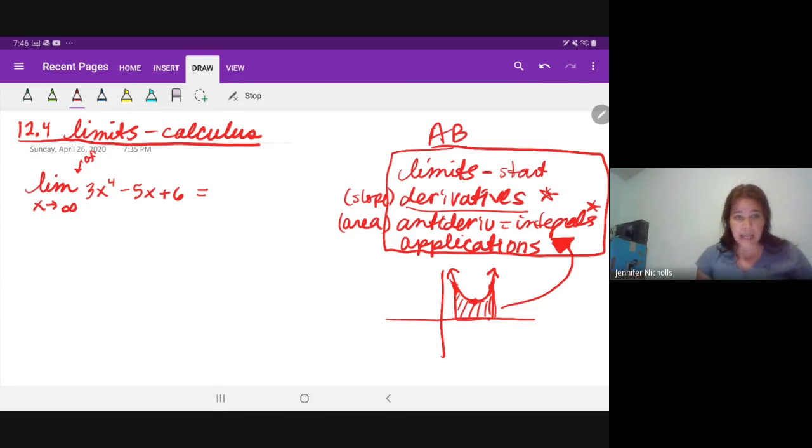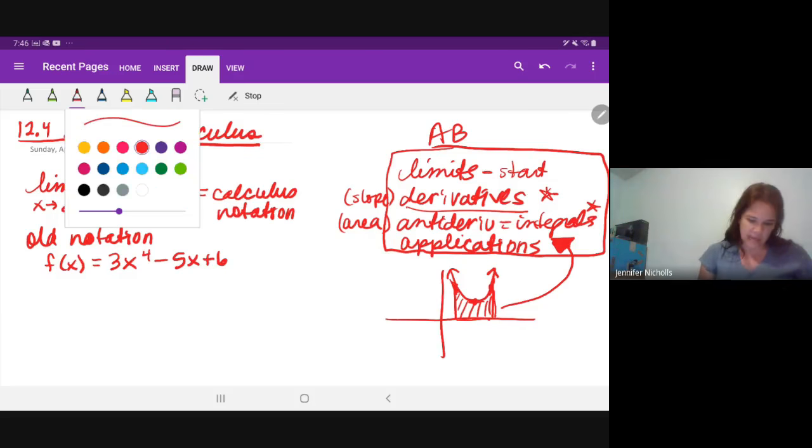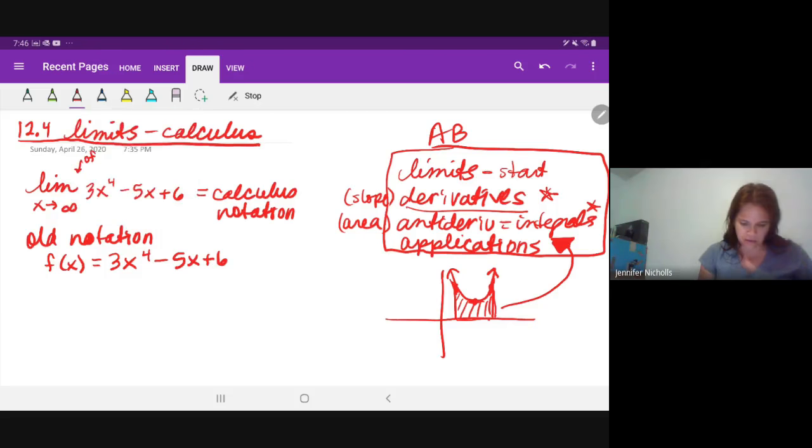Basically the idea is this. I'm going to call this the calculus notation, but we had old notation. Let me tell you what that was. Our old notation was f of x equals 3x to the fourth minus 5x plus 6. And this was in chapter 2 this year. And it was called end behavior.